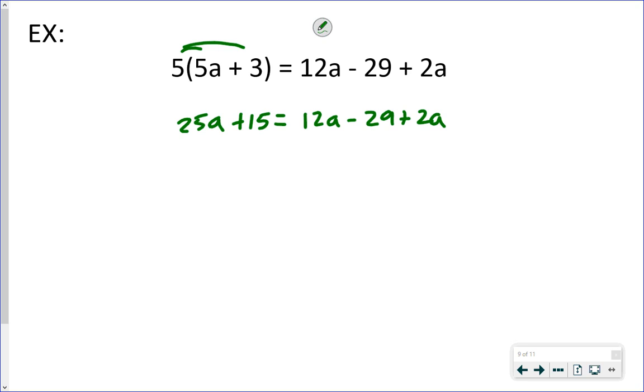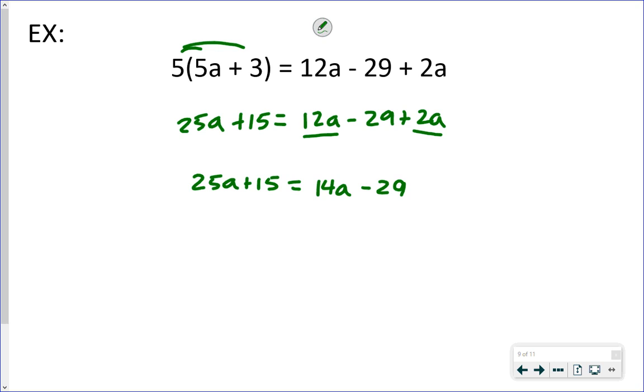Okay, the next step is to look for like terms on both sides. So 25a and 15 cannot be combined. Those are not alike. On the right-hand side, I've got 12a minus 29 plus 2a. I've got 2 terms with a's, so I know that those can go together. And remember, you just use the sign that's there. So 12a plus 2a is 14a. And just go ahead and rewrite everything else.